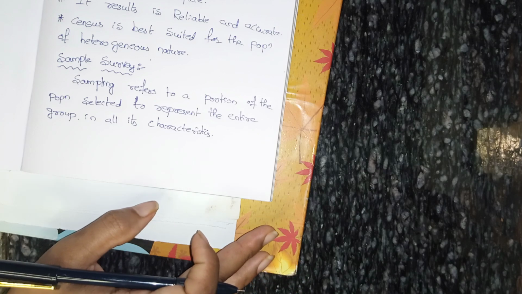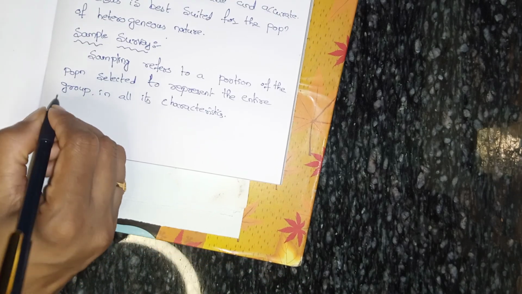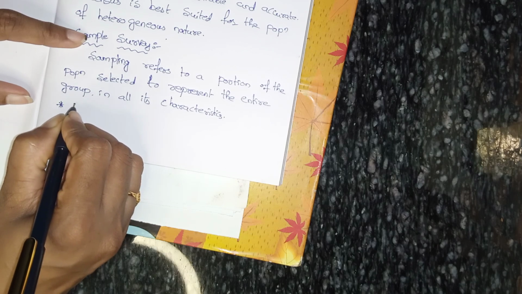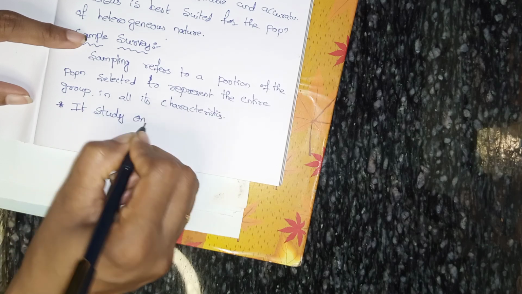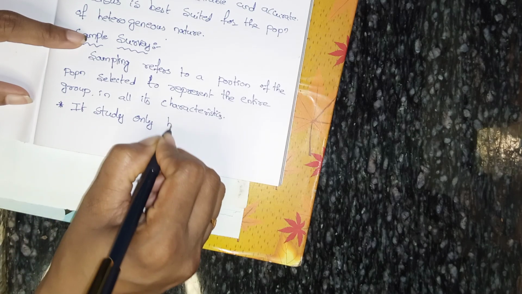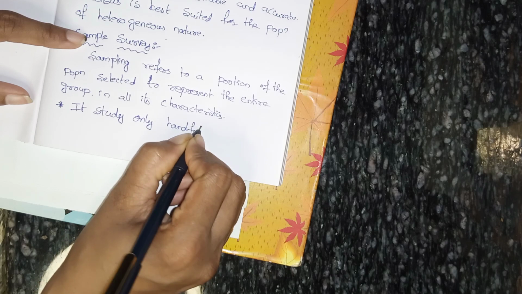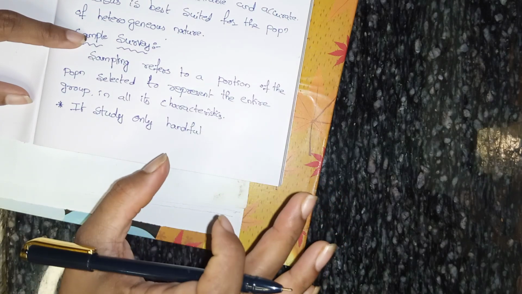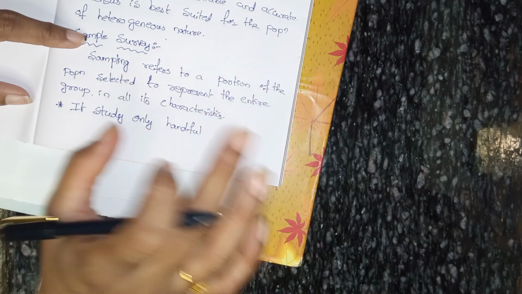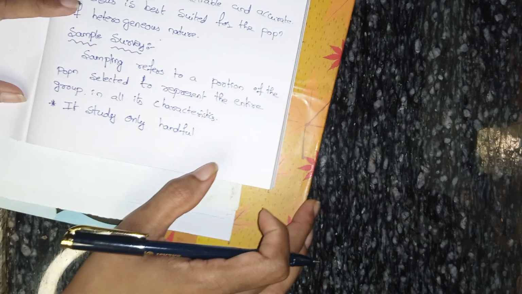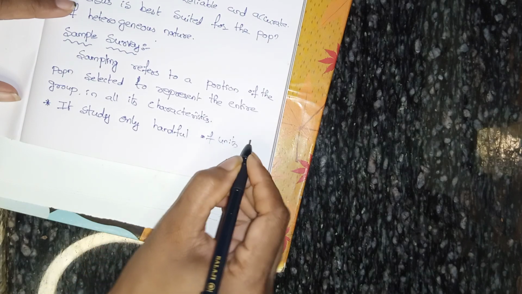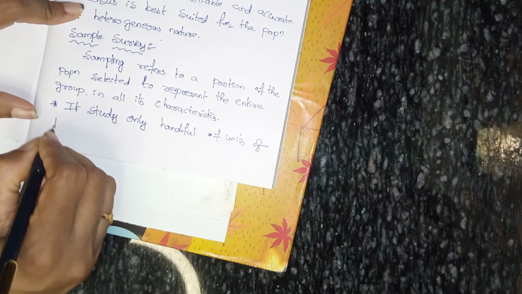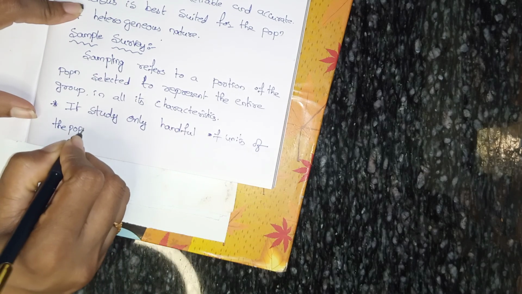Okay, and the next is, what are the properties? The first one: it studies only a handful of units of the population, which means only some observations. How many can we study? We can take only those observations. We don't take many observations here. Okay, so this is the first one.